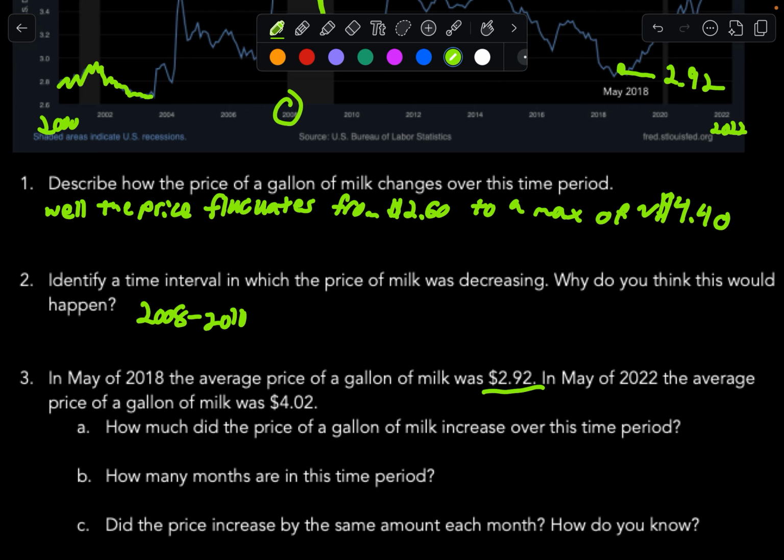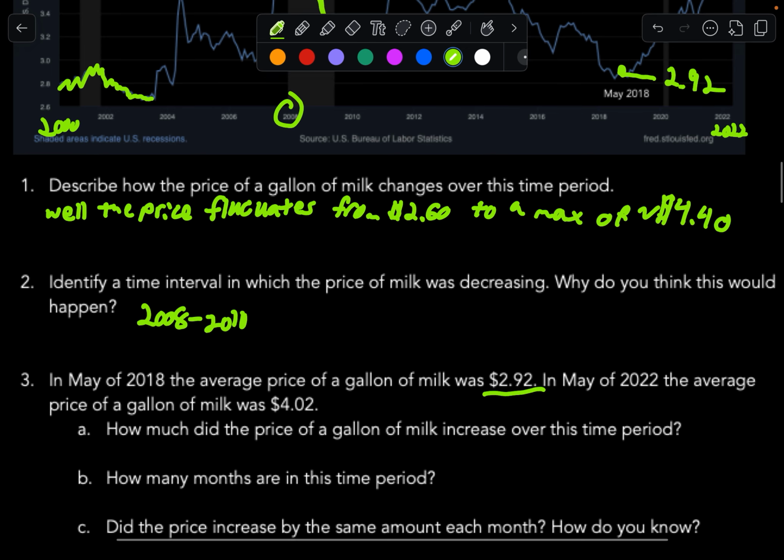Well, you just have to take 4.40 minus 2.92, and that'll be the change. I had to get a calculator because I just want to get this done. So how much did the price of a gallon of milk change? It would be 4.40 minus 2.92. Why do they say 2? All right. And using my handy dandy calculator on my phone, here we go. It's 4.40 minus 2.92. That works out to be $1.48.